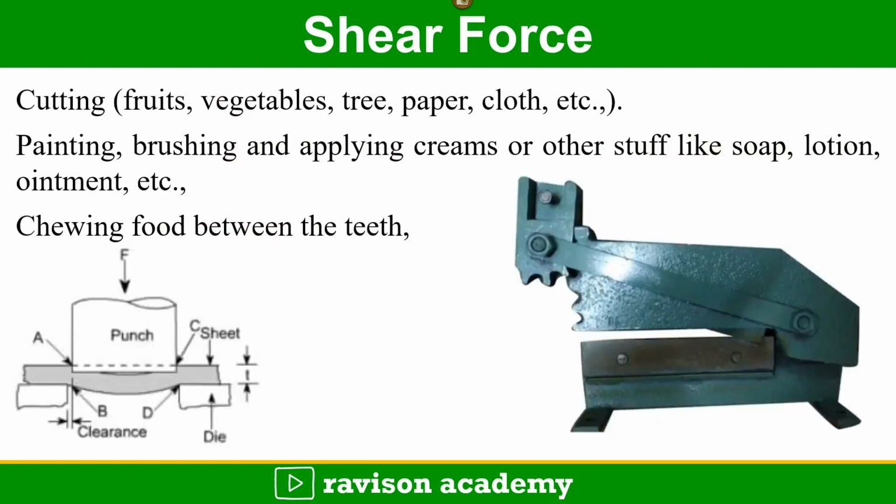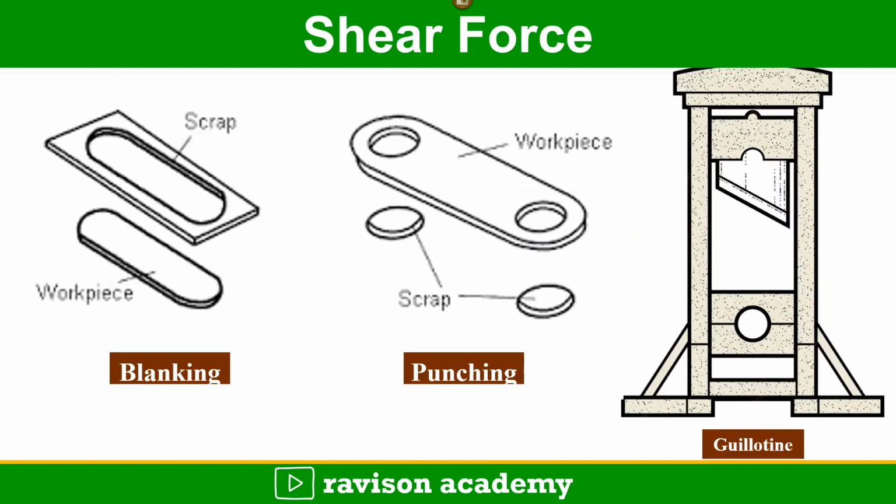The best examples are the cutting of fruits, vegetables, or shearing of paper, painting or brushing or applying creams over surfaces, right, and chewing food between the teeth forms a good example of the shear force. Another example is a punching machine, which we use to put holes in paper, right. The punch applies the shear force so that the punch hole is formed. This is the example of blanking and punching operations, right, the same principle, but the workpiece and the scrap are different. And the guillotine machine, which was used to shear the head in olden days, right, for giving punishment and all.